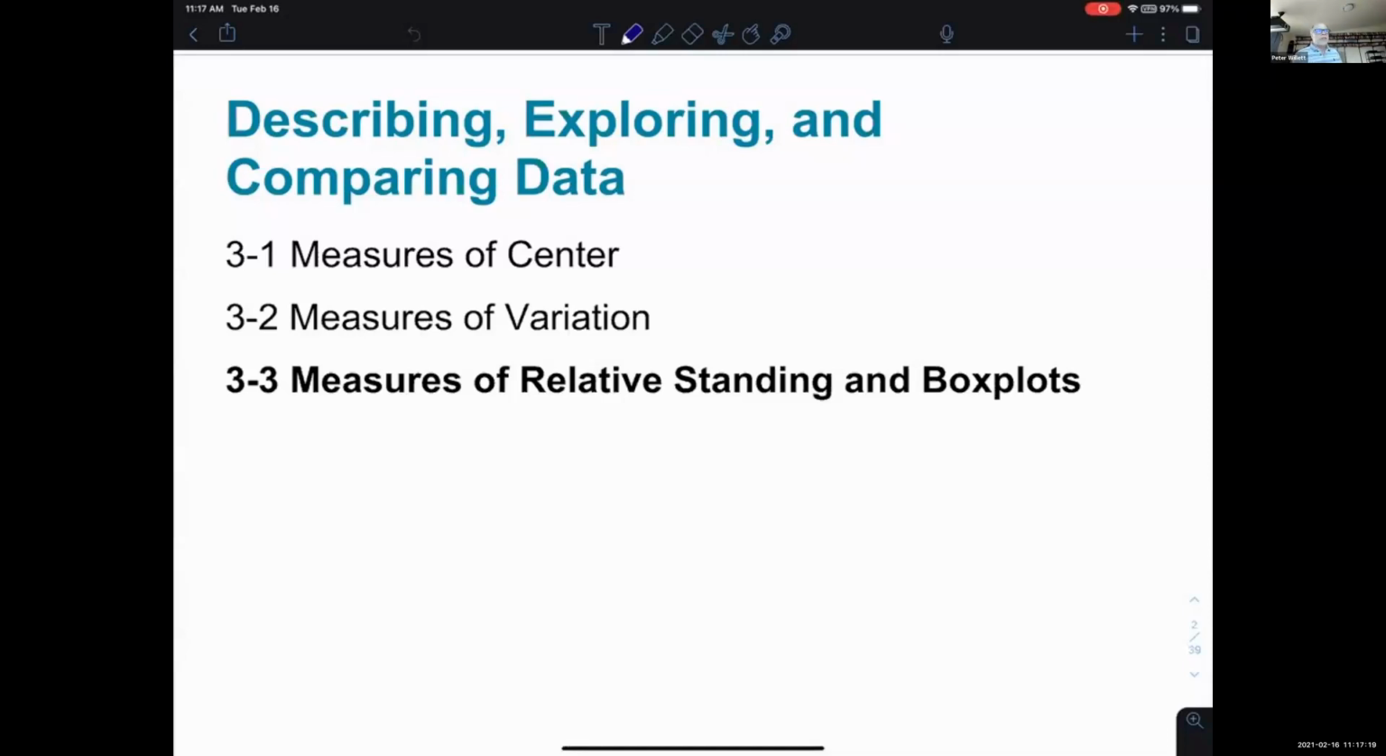And so in this third section, we're looking at measures of relative standing and box plots, which is a new kind of graph that also shows the spread of the data in a special way.